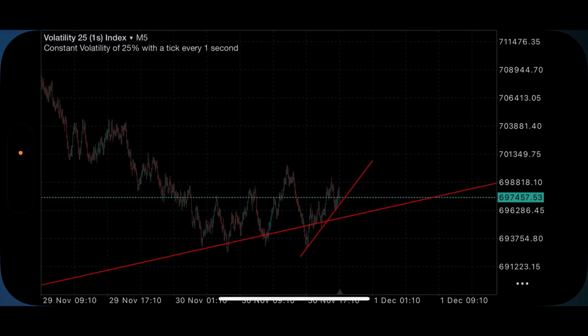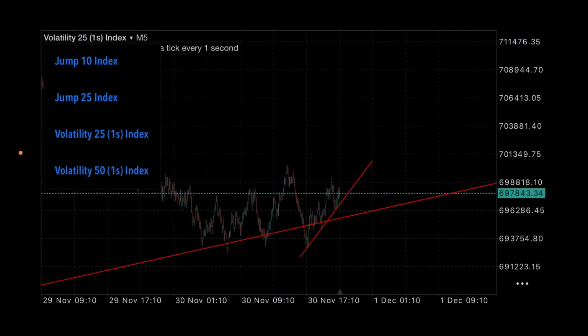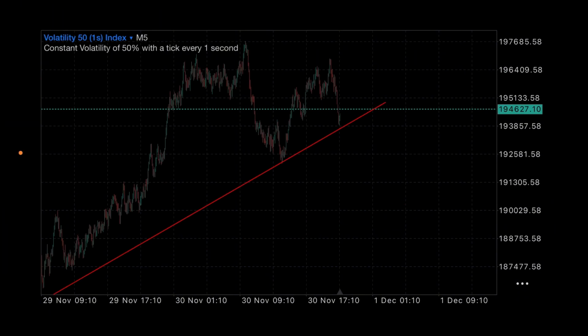So this trendline strategy basically only works when the market is moving in a particular direction. It's either the market is going up or it is going down. So basically, let me look for one pair right now, because I trade jump 10 index, jump 25 index, V25 index, D25S index, and volatility 51S index. So let me see if I can pick up a trend from any of this and use an example.